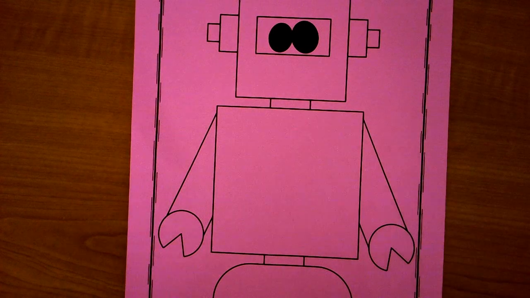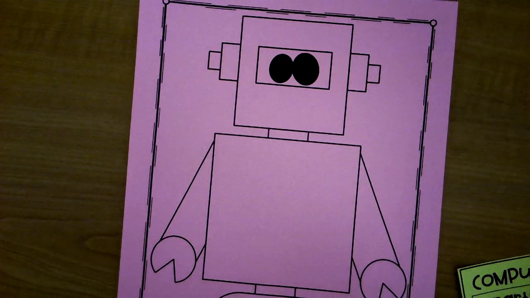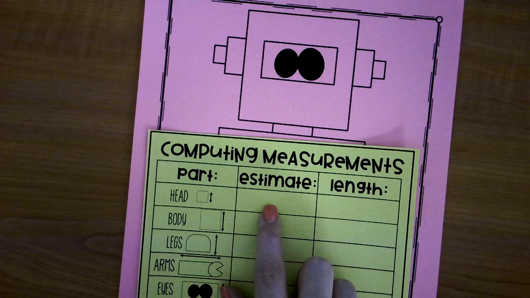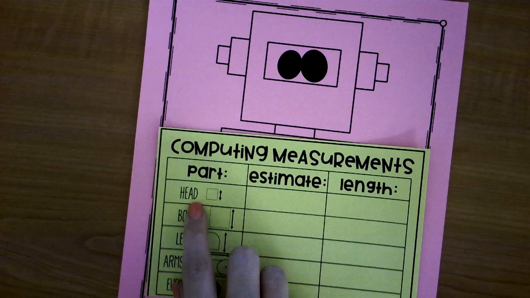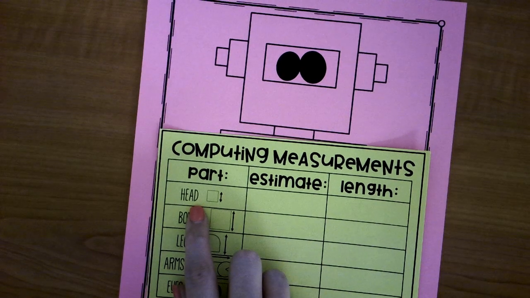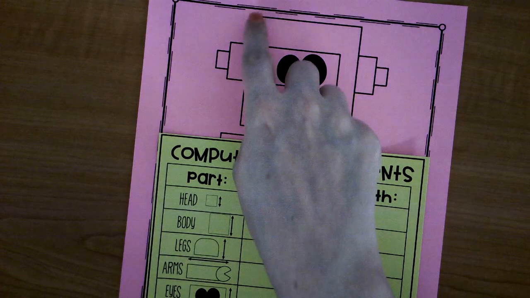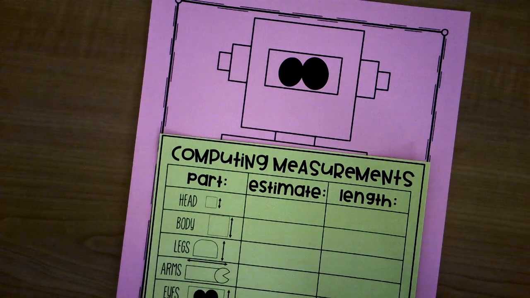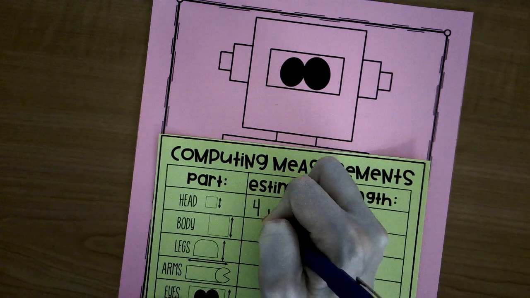So on this, there are parts of this robot that you could make this chart for yourself at home, where you could estimate, which is to just make a good prediction of what you think. And on this one, it says, how many inches do you think that the head of the robot is? So I'm thinking of those paper clips, and I'm just going to guess or estimate that it is 4 inches.